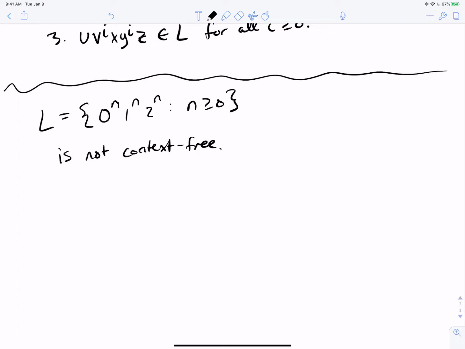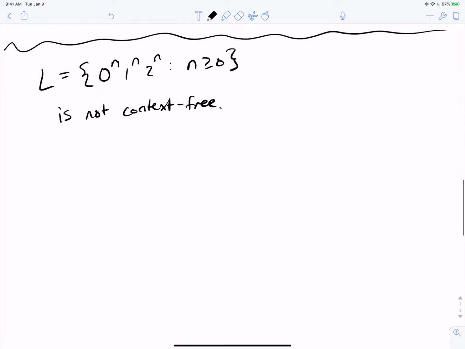Isn't that cool? The fact that PDAs have one stack is actually important. It's not that you can just have any number of stacks. One is actually important. So let's get to the meat of this. So it's not context-free, or I want to show it's not context-free. How would we start in doing this?